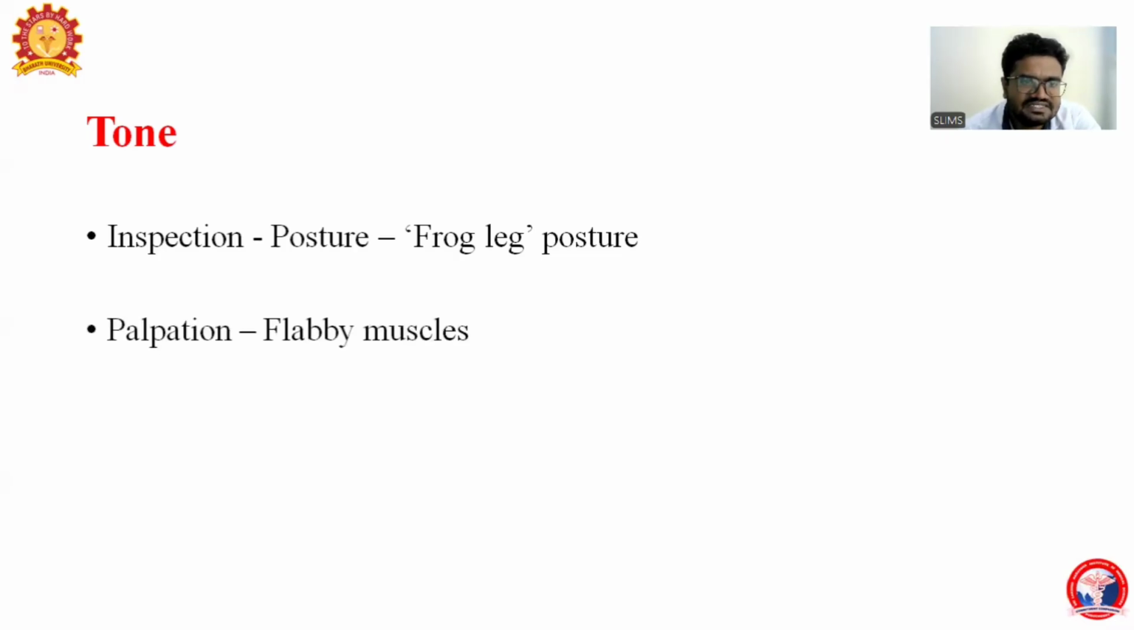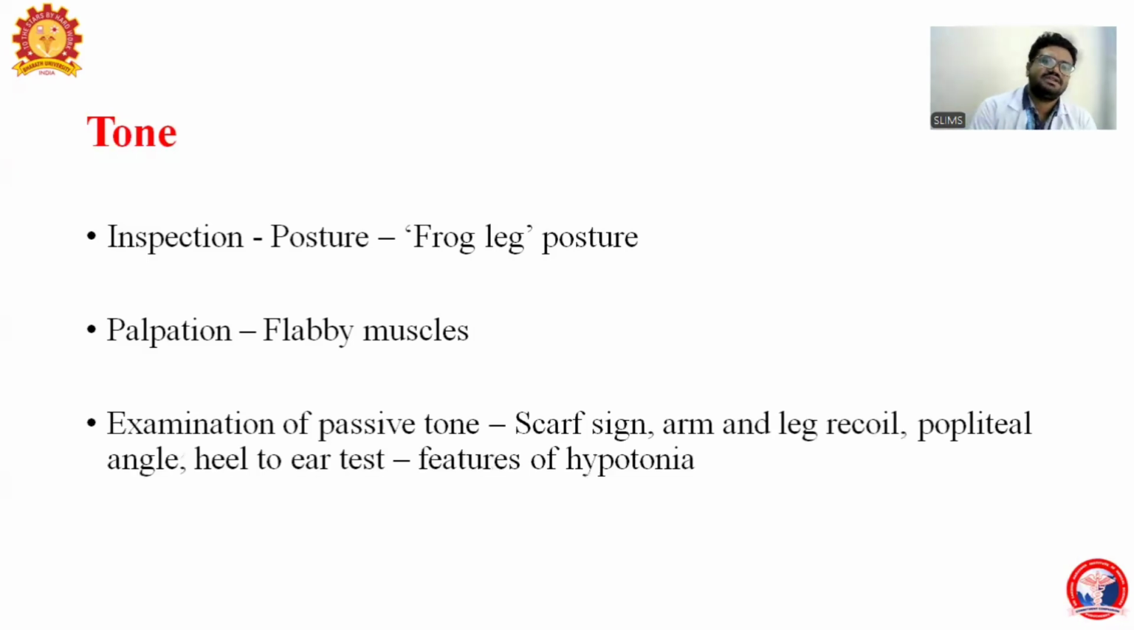And on palpation, the muscles would be very flabby. Muscles are very loose and flabby. The exception for this is Duchenne's muscular dystrophy, where the muscle has pseudohypertrophy. And examination of passive tone.